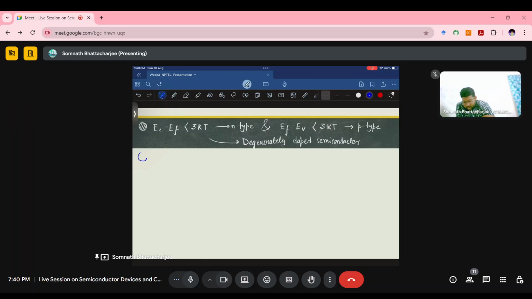Now we have to understand what the carrier concentration is in the case of extrinsic semiconductors. So based on the doping concentration, we need to know the carrier concentration in this, compared to intrinsic semiconductors.